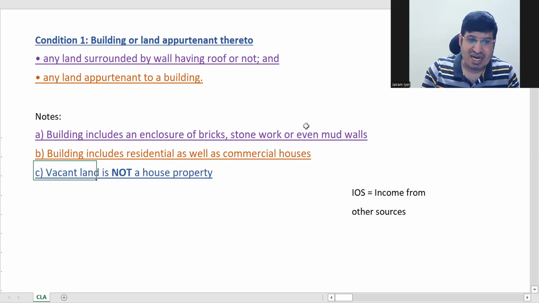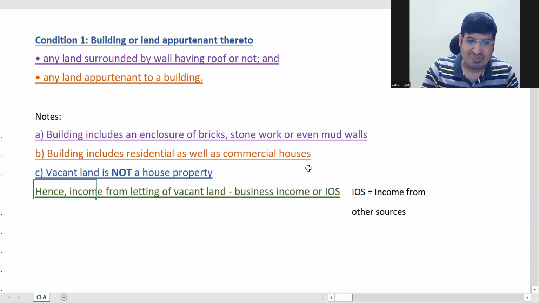Then vacant land is not a house property. If any rent is received for vacant land, it is chargeable as income from other sources. Hence, income from letting of vacant land is business income or income from other sources. Normally, it will be income from other sources. But if it is his business of letting such plots and getting income, then it will be business income. But from a normal point of view, it will be income from other sources.